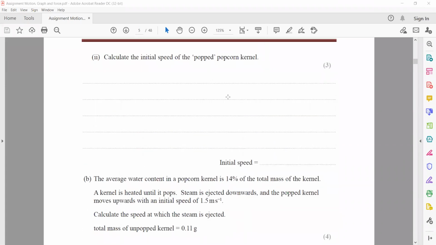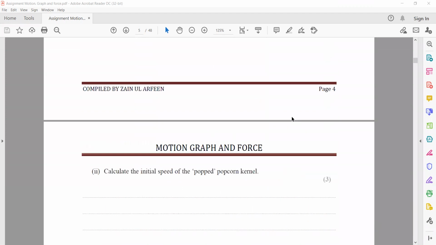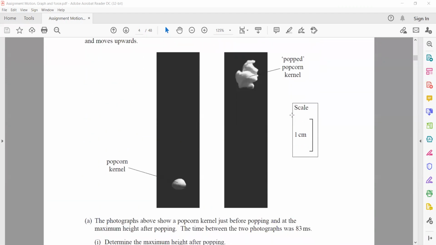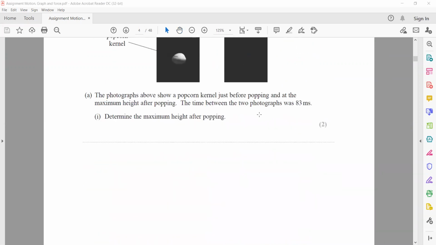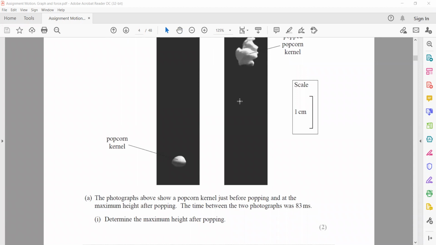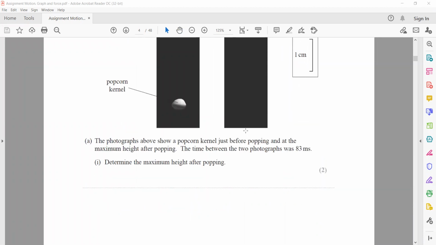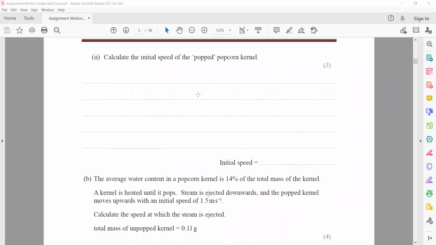The next part: calculate the initial speed of the popcorn kernel. So how can we find the initial speed here? Basically, if we consider that it returned to this position, as they mention in the question, the time between the two photographs is 83 milliseconds. So we have the time interval, and the initial velocity we consider 0 for a falling object. So how do we find the initial speed of the popcorn kernel?